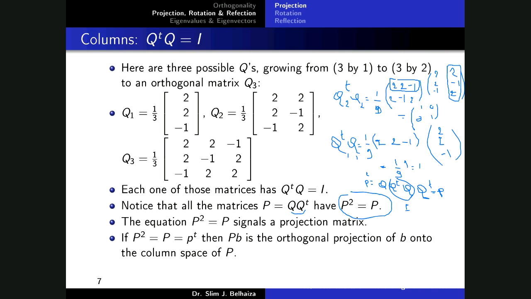And this signals what we call, in general, the projection matrix. So for instance, if P squared is equal to P transpose, then whenever you multiply P by a column B, you obtain what we call the orthogonal projection of B onto the column space of P. Okay? So, we are working in R3. When you project a line on a plane, you get another line which belongs to the projection plane. It is referred to using a different vector, of course, which is the projection vector.